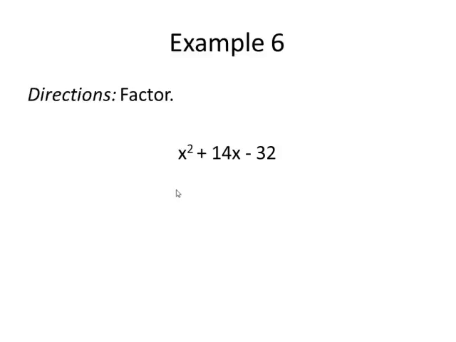Example 6. I want to find two numbers that will multiply together to get 32 that will differ by 14. So first I'll list the factors of 32, 1 and 32, 2 and 16, 4 and 8. So now let's find the ones that differ by 14. That would be 2 and 16. So those are going to be our numbers.